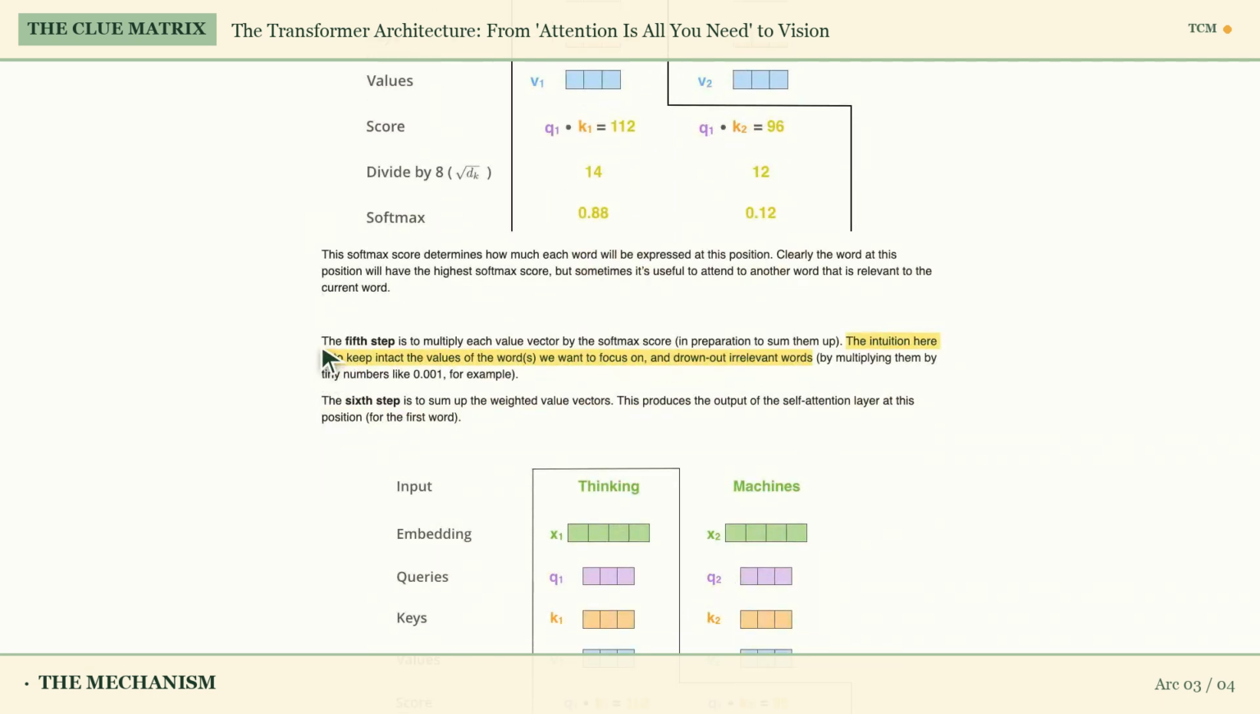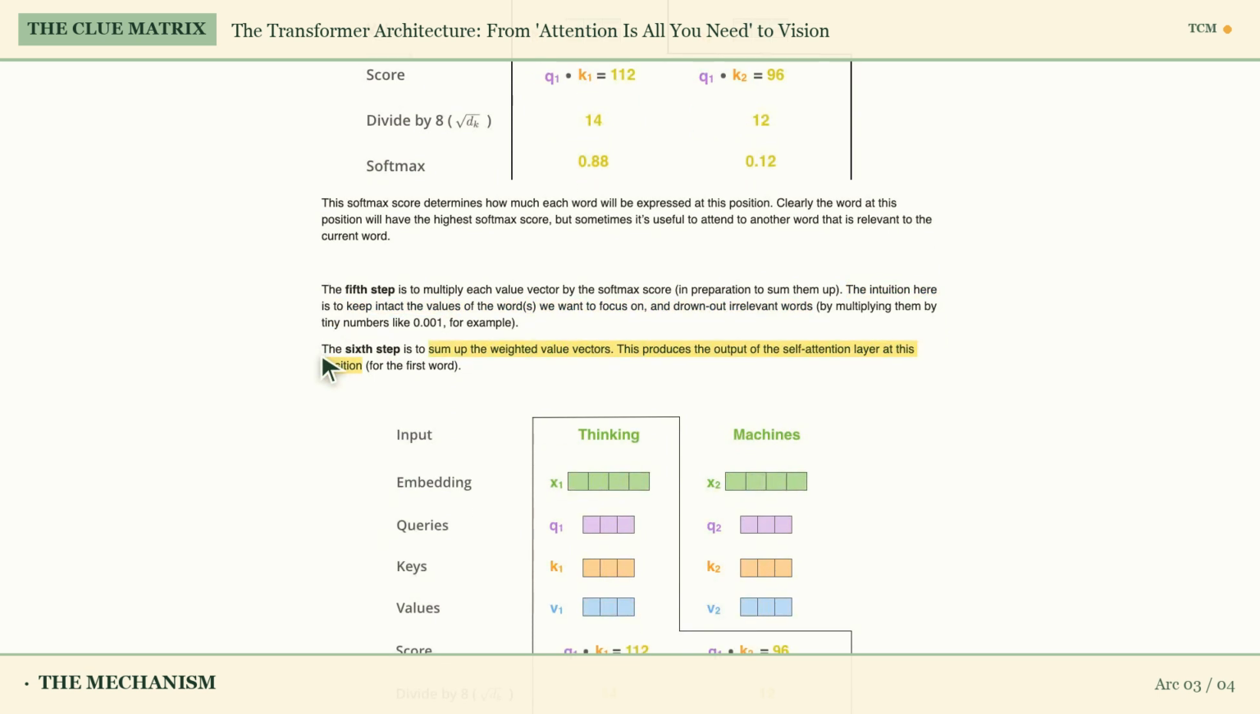That's exactly right. The final step is to multiply each word's value vector by its corresponding softmax score. The intuition here is to keep intact the values of the words we want to focus on and drown out irrelevant words. Okay, so its query gives high weight to animal's value, and then all these weighted values are summed up. The output for it now contains a strong component of animal.